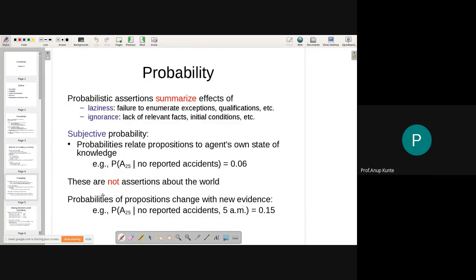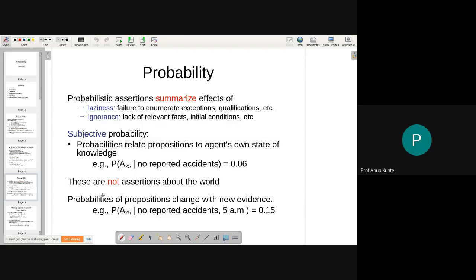Probabilistic assertions mean assertions which are supported by some probability number. Assertions in logic tell you that something is a fact, but assertions in the probability domain do not tell you what is a fact; they tell you the degree of correctness of that particular assertion. So the probabilistic assertion summarizes the effect of laziness and the effect of ignorance. These two things are compensated by probabilistic assertions.